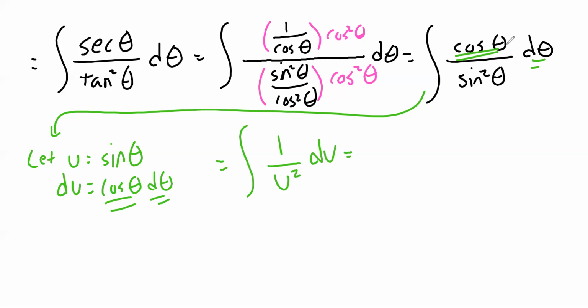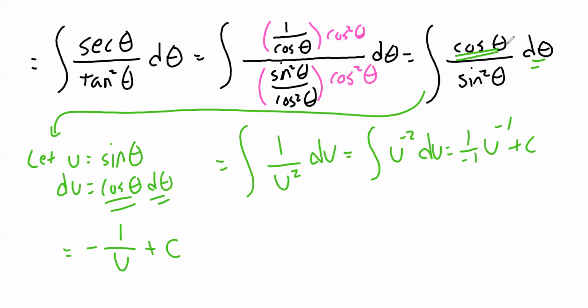This is an easy integral. Rewrite it as u to the negative 2 power du. Add 1 to the power to get negative 1. Multiply by its reciprocal. And now we have negative 1 over u plus c. Negative because 1 divided by negative 1 is negative 1. And 1 over u because that's what u to the negative 1 means.